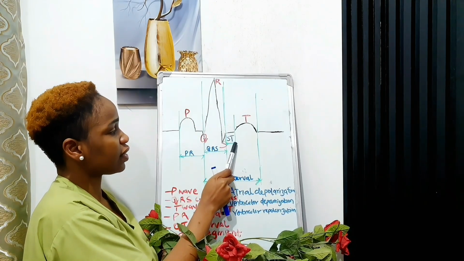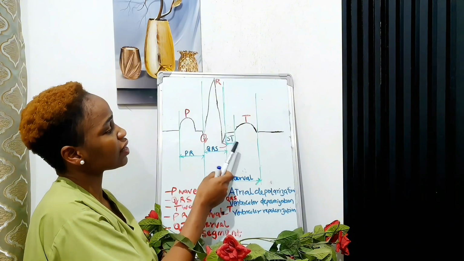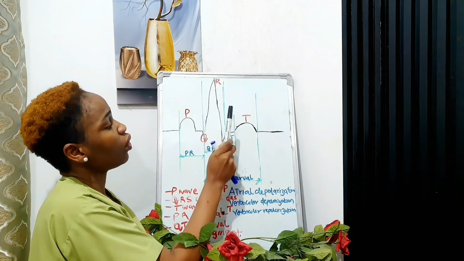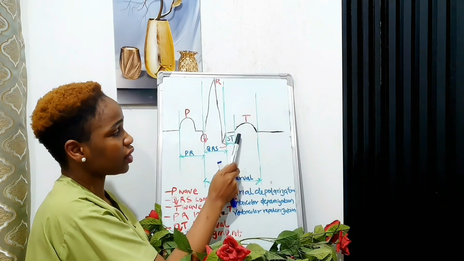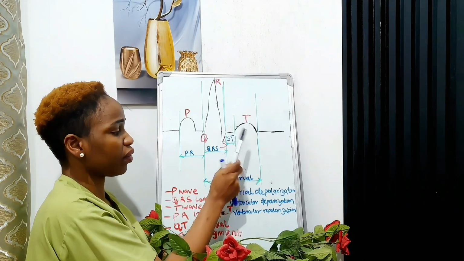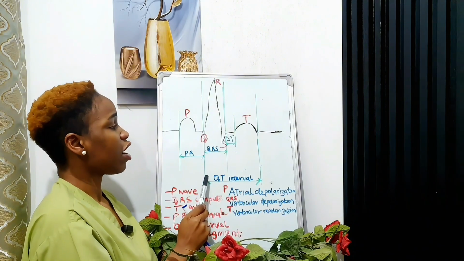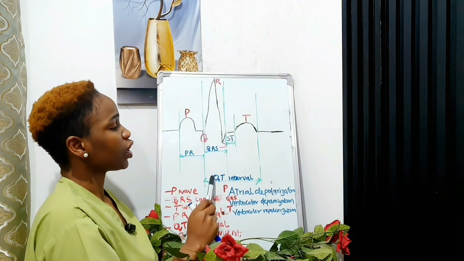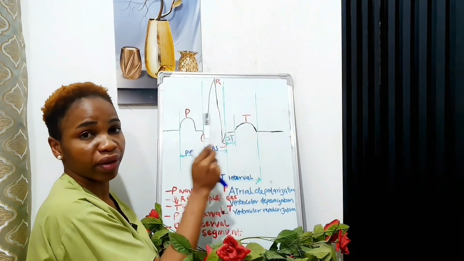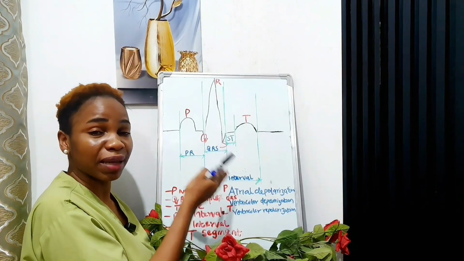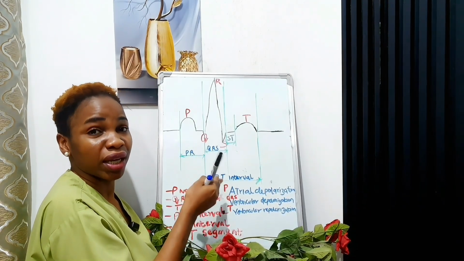The ST segment starts from the end of the S in the QRS complex to the beginning of the T wave. This is the T wave, so this is the beginning of the T wave. Okay, the QT interval starts from the beginning of the Q till the end of the T wave. I don't know if that makes sense, but these are important landmarks you need to note in an ECG strip.